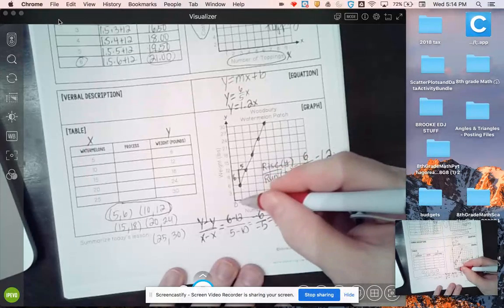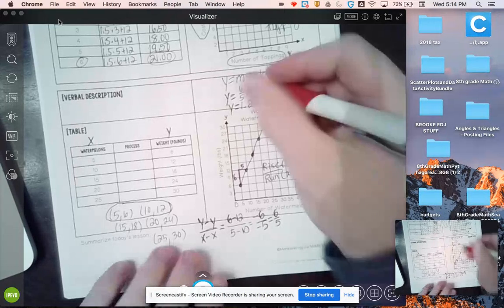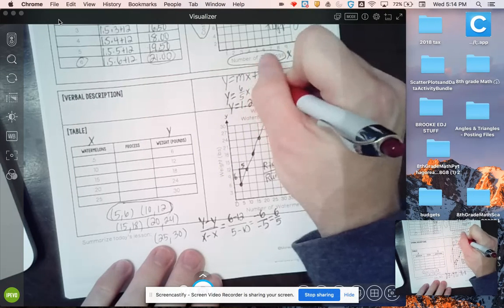So how much do you think 0 watermelons weigh? You should know that. You don't have any watermelons, so how much would they weigh? Noah, how much would 0 watermelons weigh? You don't have any watermelons. How much would they weigh? Nothing. Very good. Perfect.